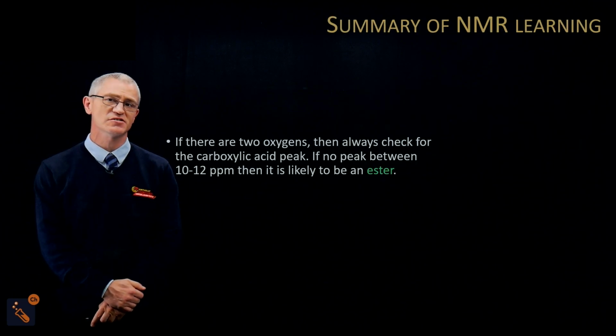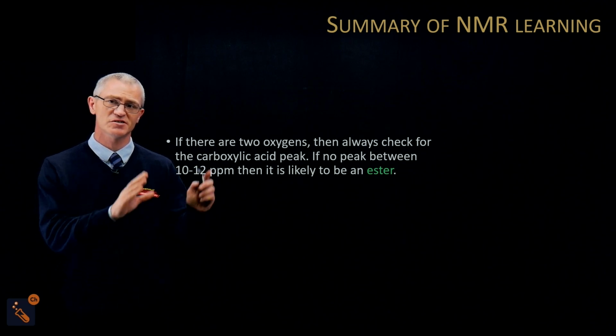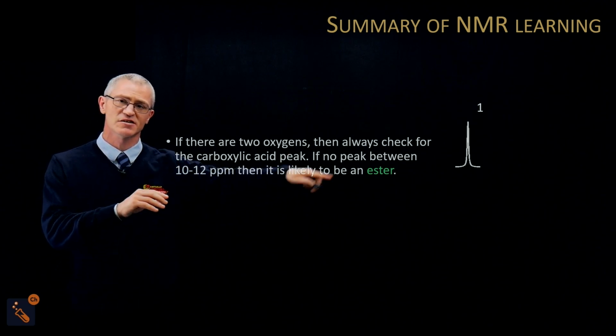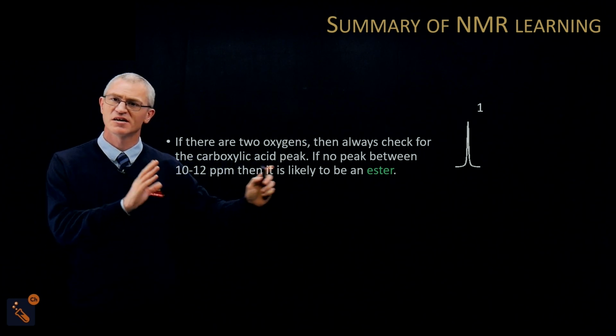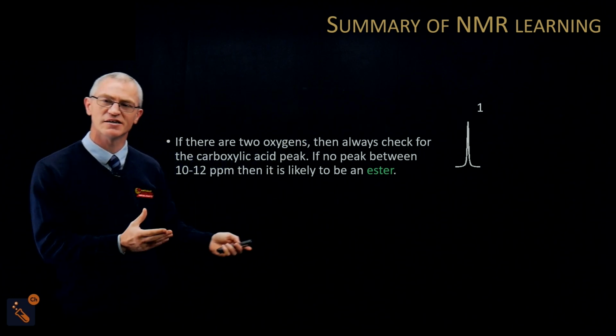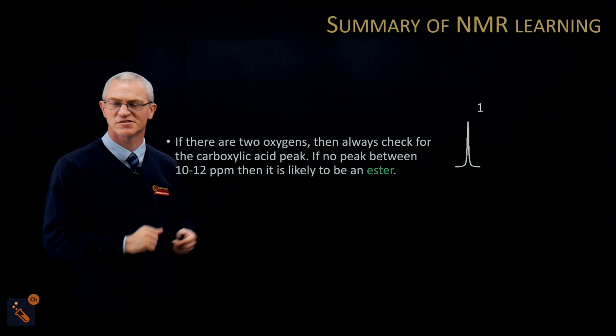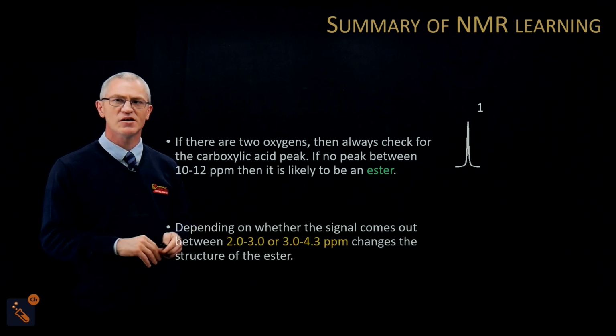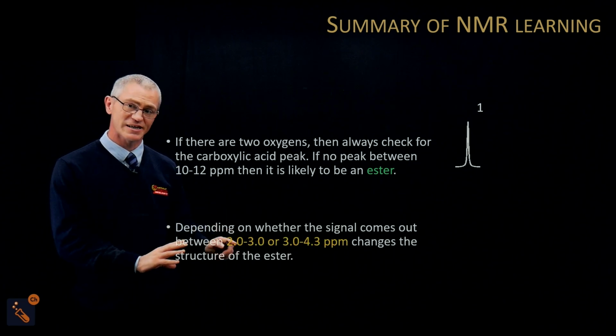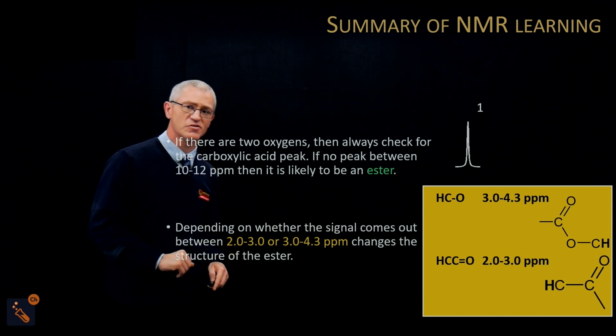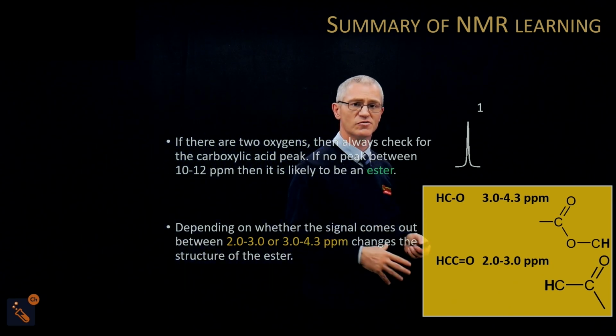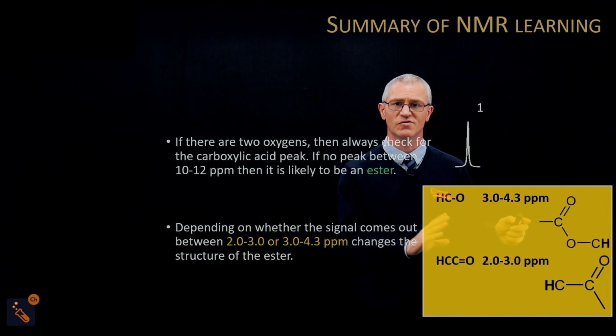To summarise, we looked at the two oxygens that were in the molecular formula and checked for the carboxylic acid. We couldn't see the singlet with one H by it, so we thought it was likely to be an ester. We also did a calculation using the molecular formula and found we had CO2 left. A really important point, again, is to look at that 2 to 3 to 4.3. Make sure you remember it. It could be the missing of one mark.